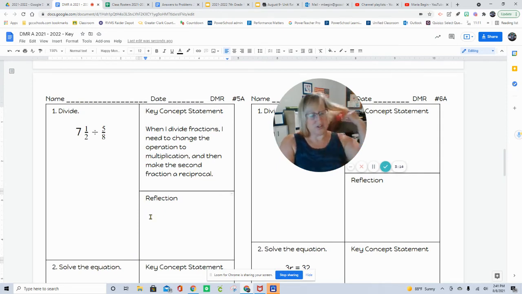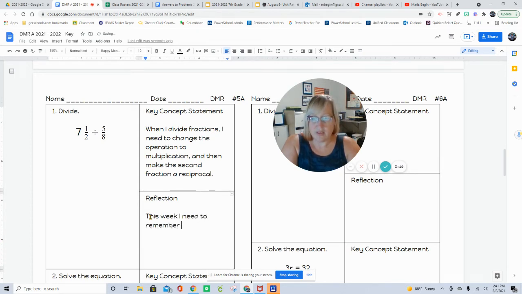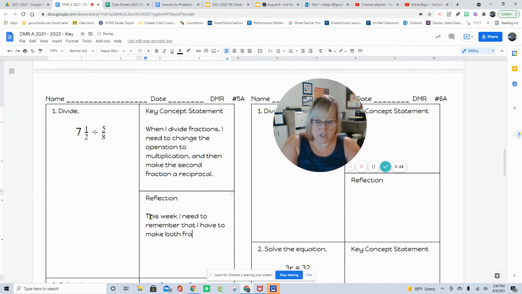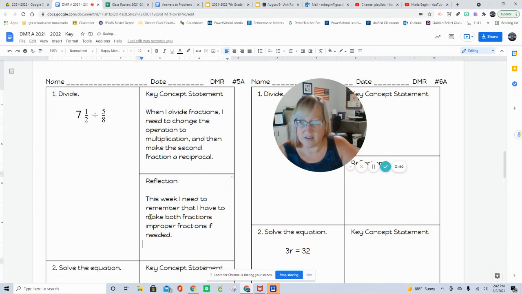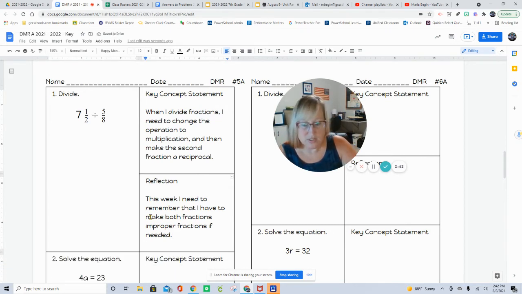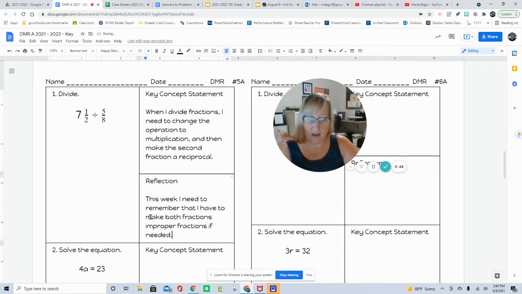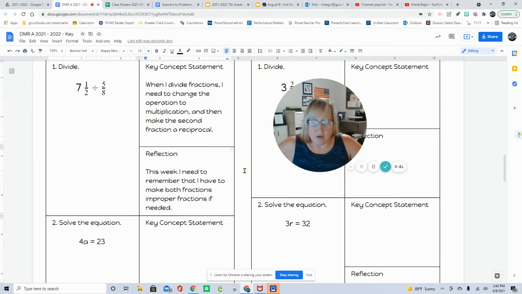Then you'll write your reflection. You might choose your reflection as, this week I need to remember that I have to make both fractions improper fractions if needed. Now, if you don't know what that means, I can't have this 7 at the front. You can't have that whole number. So it has to be a fraction multiplied by a fraction, and those fractions have to be improper if needed. Okay, so if you need to pause, hit pause. If you don't need to pause, move on.